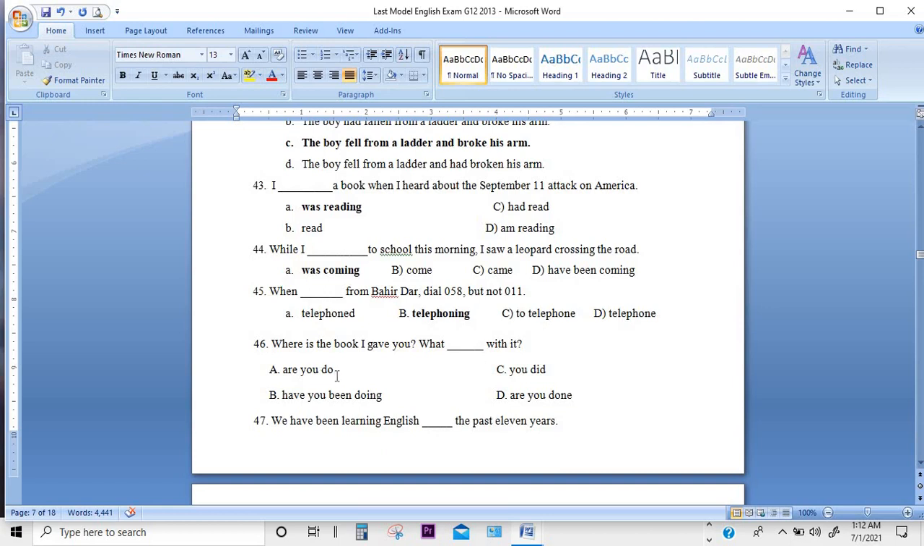So currently what are you doing with it? Have you been doing, you did, are you done? Because this says I gave you, so the book was given sometime before, and since then up to the moment the speaker asks this question, the one who borrowed the book must be doing something with it. So it is present perfect continuous tense. Since the time you borrowed the book up to now, what have you been doing with it?